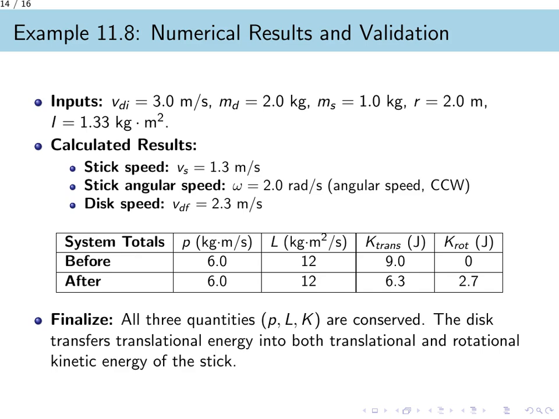While the total kinetic energy remains constant at 9 joules, it is redistributed. The disk loses energy, which is transferred into both the translational and rotational motion of the stick. Do not assume kinetic energy stays in the same form. It can shift between linear and rotational states, even in an elastic collision. The essential result is that all three quantities, momentum, angular momentum, and energy, are perfectly conserved for this isolated system.